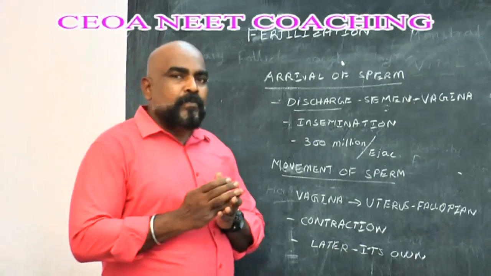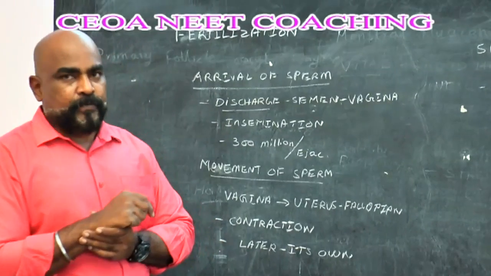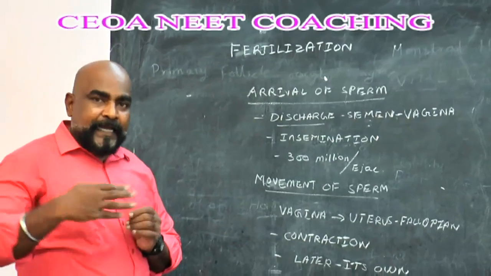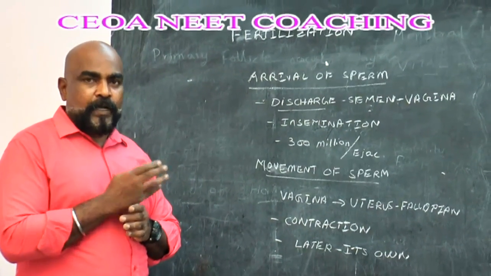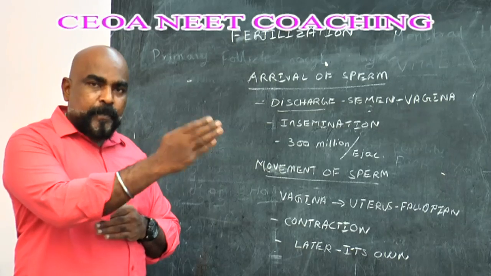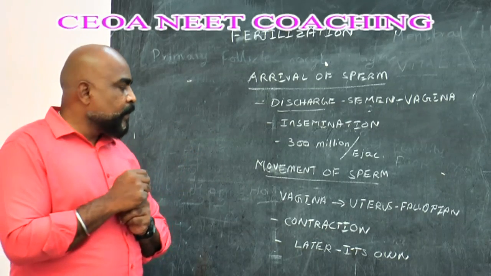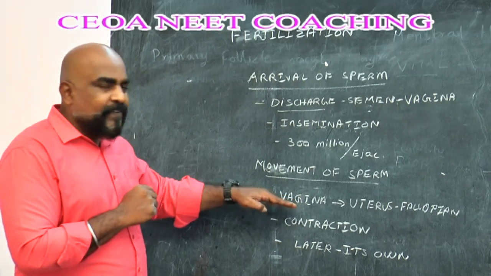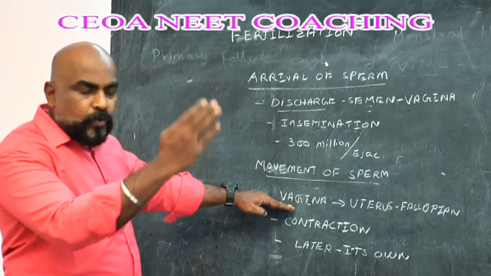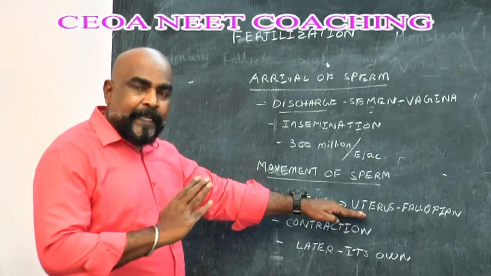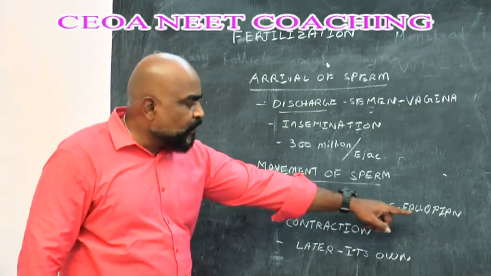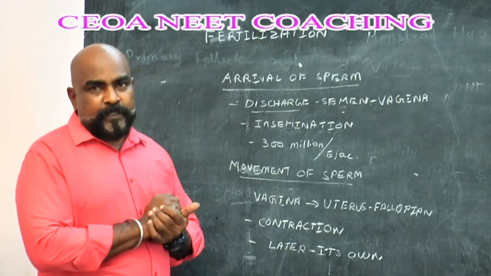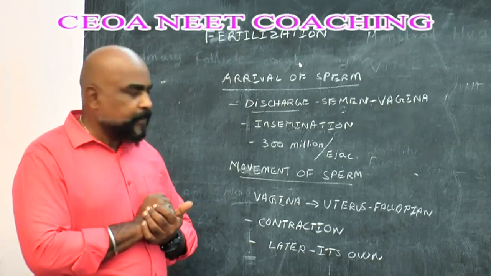How does the sperm move to the ampulla of the fallopian tube? As you know, the sperm has a tail, and the lashing movement of the tail of the spermatozoa pushes the spermatozoa forward. The spermatozoa released in the vagina travel through the uterus and move up into the fallopian tube. So the sperm has to manage to enter the fallopian tube and to reach the ampulla.